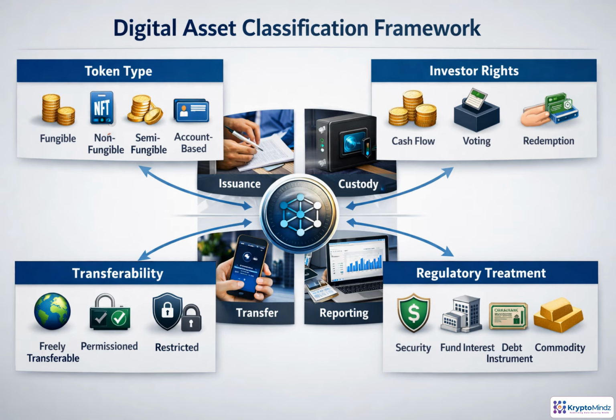Before designing controls, classify what the asset actually is. A fungible token with cash flow rights and broad transferability creates very different obligations than a restricted token representing debt or fund interests. Classification drives issuance rules, custody model, transfer checks, investor reporting, and lifecycle events like redemption or lockups. The goal is not labeling for its own sake. It is to connect asset features to the legal, operational, and technical controls they require.